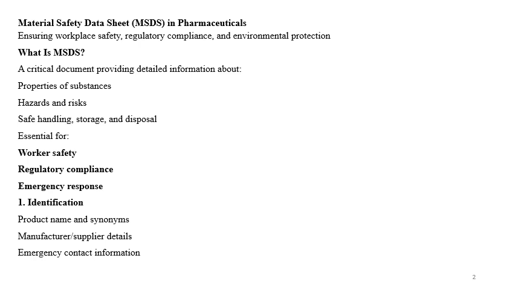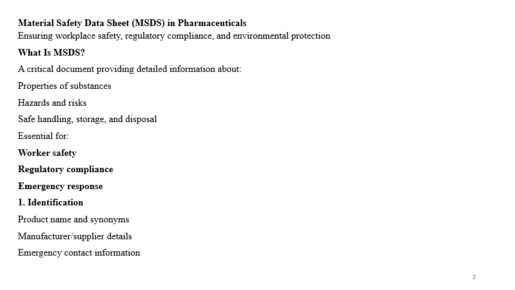What is MSDS? It is an important, critical document providing the information regarding the properties of the substance, what are the hazards and risk, safe handling, storage and disposal. Then it is essential for the workers' safety, professionals' safety who are working with that material, and regulatory compliance. Then it is also essential for the emergency response. So what are the parts of the MSDS?